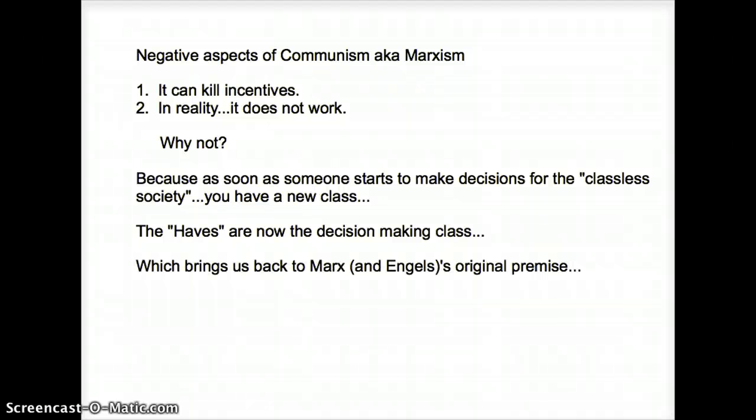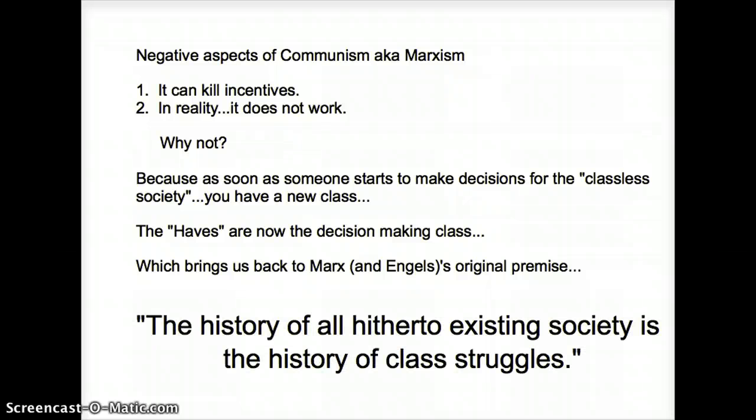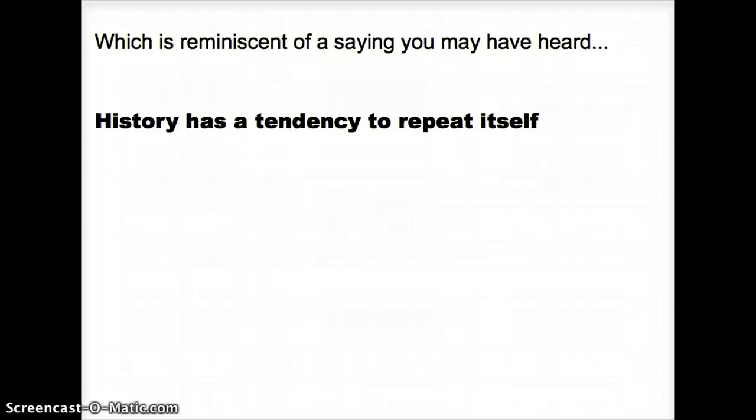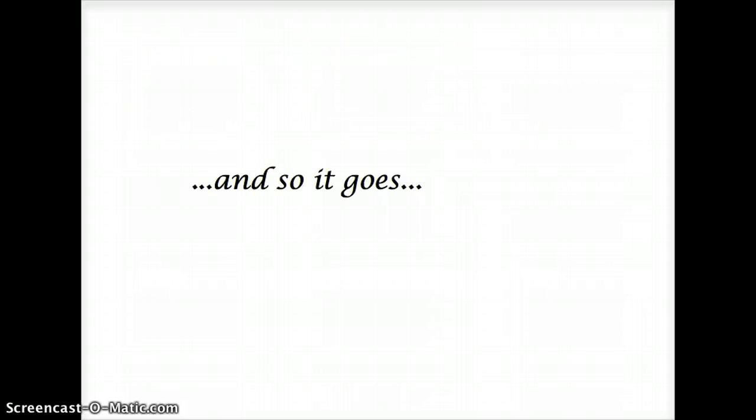Which brings us back to Marx and Engels' original premise: the history of all hitherto existing society is a history of class struggles. It's just a new struggle that the communism would not necessarily solve. Which is reminiscent of a saying you may or may not have heard: history does have a tendency to repeat itself. And so it goes.